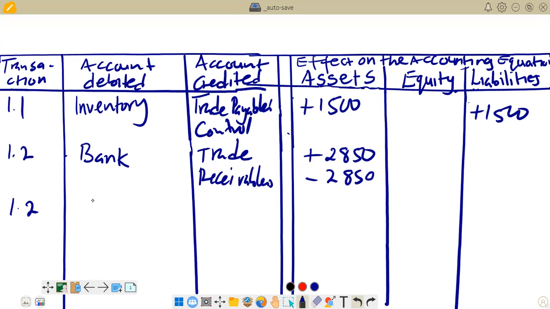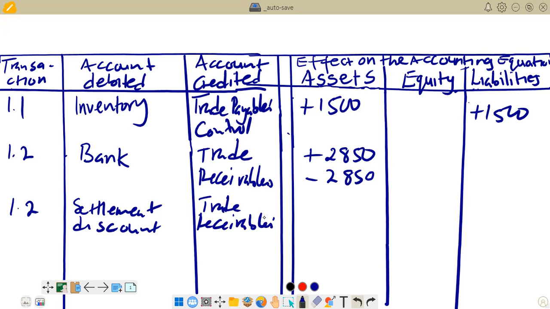So see on 1.2, we are now recording the discount. Remember, we said the discount allowed, which we are terming here settlement discount. Settlement discount is going to be debited, and obviously we credit the trade receivables. Right. So when we debit the settlement discount, this is going to be under operating expenses in the income statement as settlement discount as an expense, and then it's going to reduce the net profit.